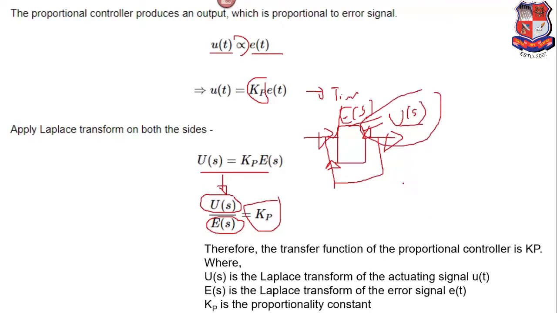So ultimately how can the transfer function be written? This one is my transfer function. We can see that output over input is my transfer function: U(s) divided by E(s) is equal to Kp. So from these equations we can draw the block diagram. Now see how the block diagram can be drawn.